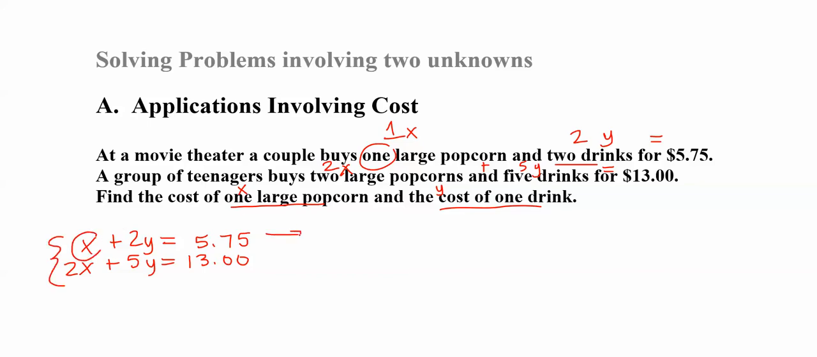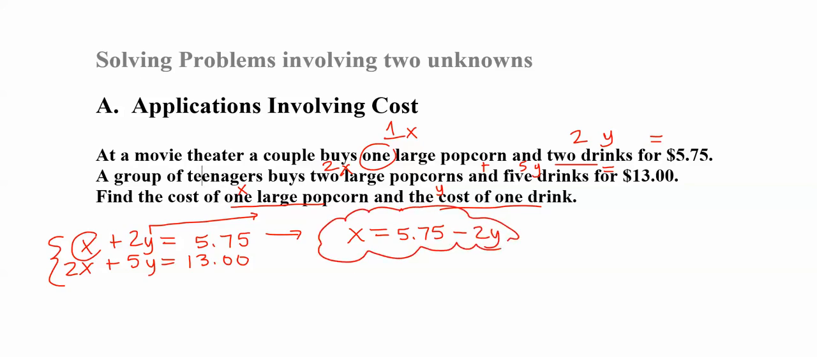So let's rewrite that. X equals, I need to move the y to the other side and subtract it. So I have 5.75 minus 2y. I'm going to circle that because I'm going to come back to that equation towards the end. Now what I need to do is underline x, put parentheses around the 5.75 minus 2y, and go in the second equation.